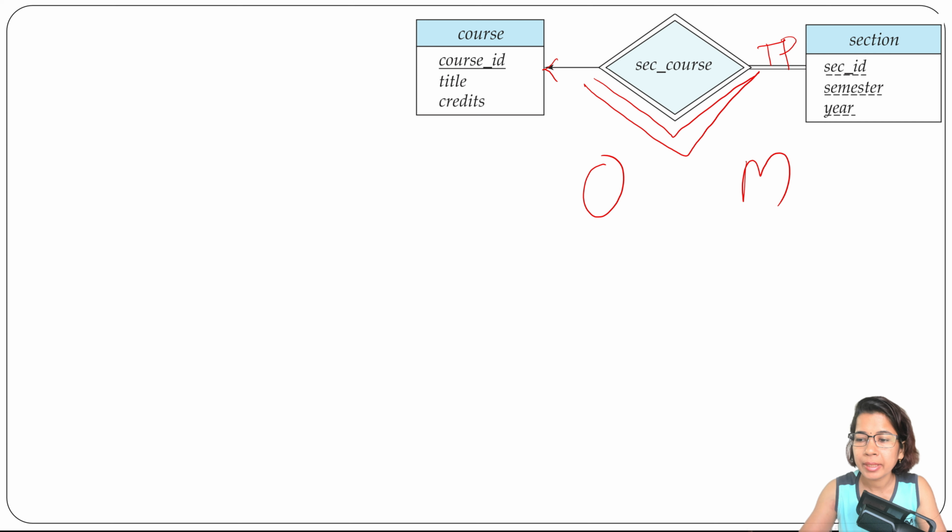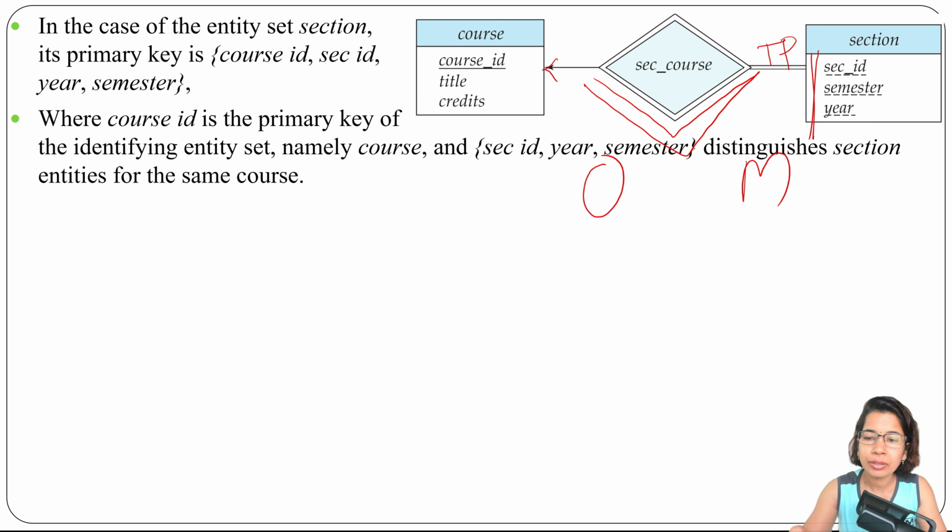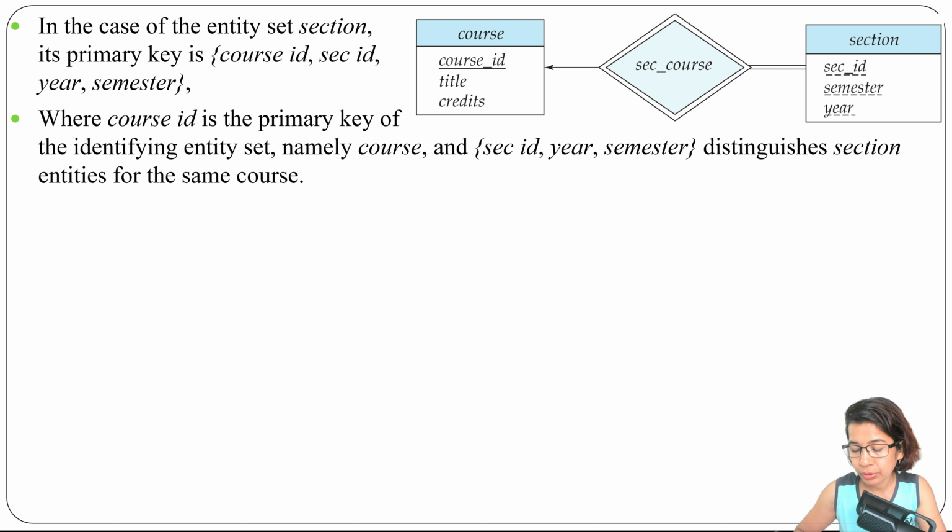And here, what will be the primary key of section? Section ID, semester, year and course ID. So the primary key of a weak entity set we can form with the primary key of the owner entity set and all the discriminators. So course ID plus section ID, semester, year, that is the primary key for section. And here course ID is the primary key of course. Here both entity sets we represent by rectangles, section and course. Then how can we identify that this is a weak entity set and this is the owner entity set? In the owner entity set there is a primary key, but in the weak entity set there is no primary key.